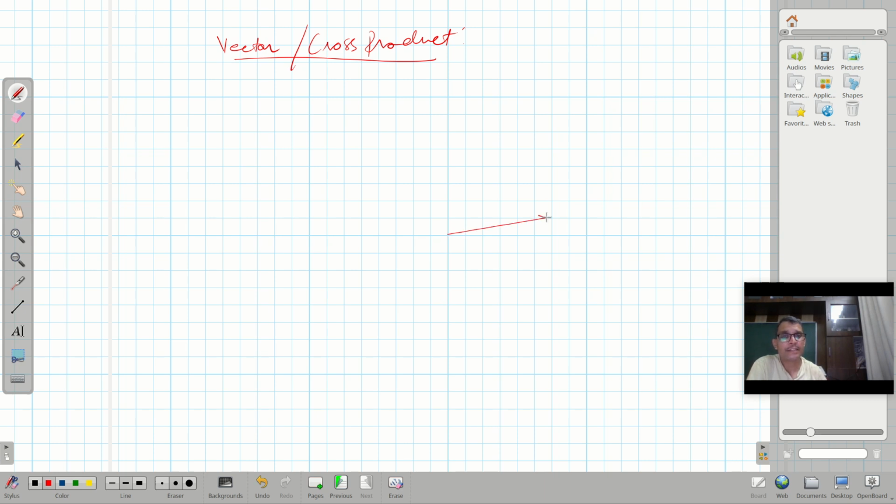Say one vector is this one, A, and there is another vector which we call B. So what is the cross product? The cross product is defined as A cross B. It is the product of the magnitude of each vector and the sine of the angle between them, and it always points along a direction which is perpendicular to the plane containing both A and B.